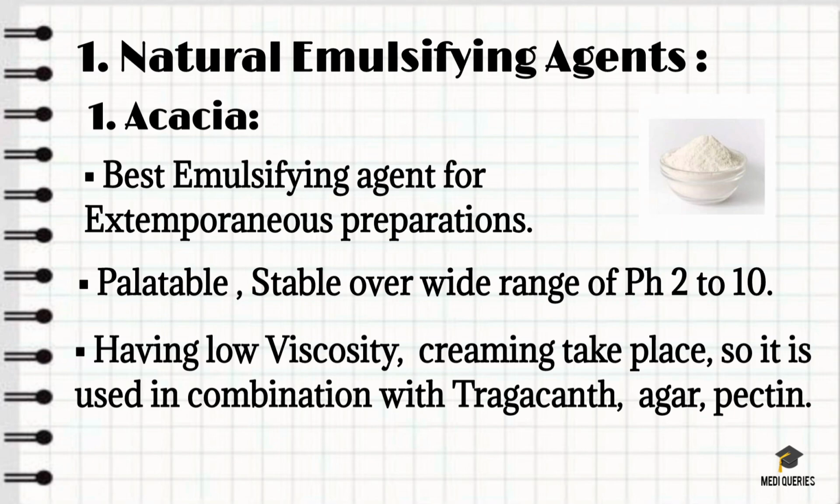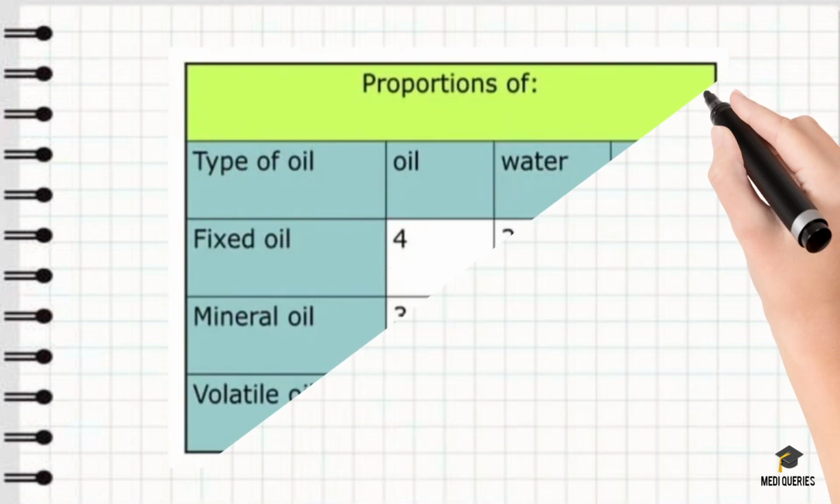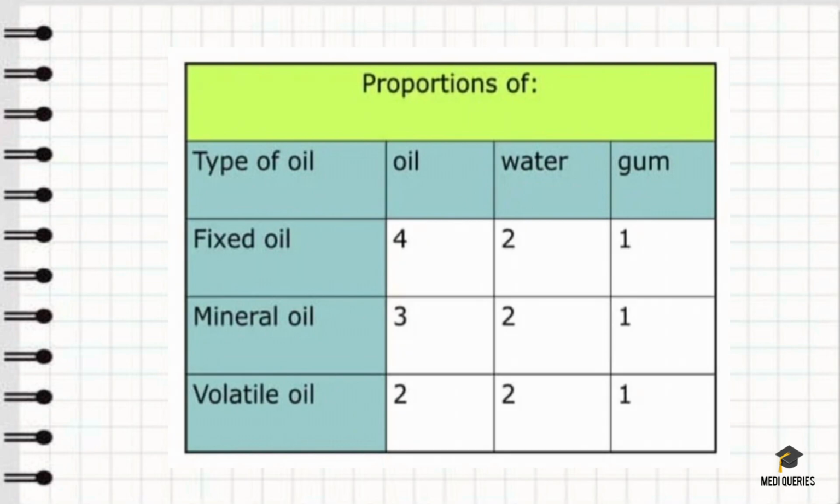Emulsions prepared with gum acacia are attractive in appearance, quite palatable, and relatively stable over a wide range of pH, from 2 to 10. They usually have a low viscosity, therefore creaming takes place quite rapidly. In order to make a stable emulsion, other agents such as tragacanth, agar and pectin are also used along with gum acacia, which increases the viscosity of the dispersion medium. Gum acacia is used in the following ratios for preparing emulsions from various types of oils: fixed oils, volatile oils, and mineral oil.